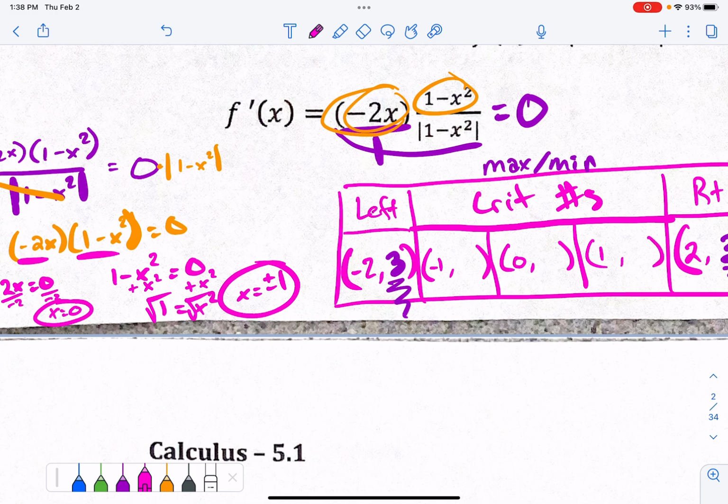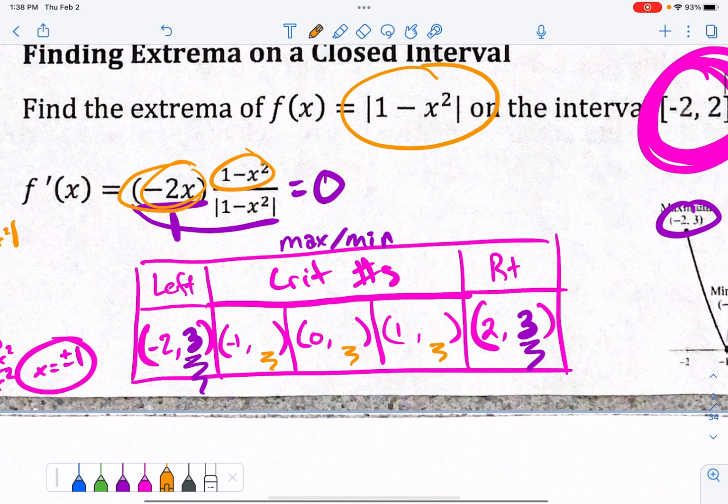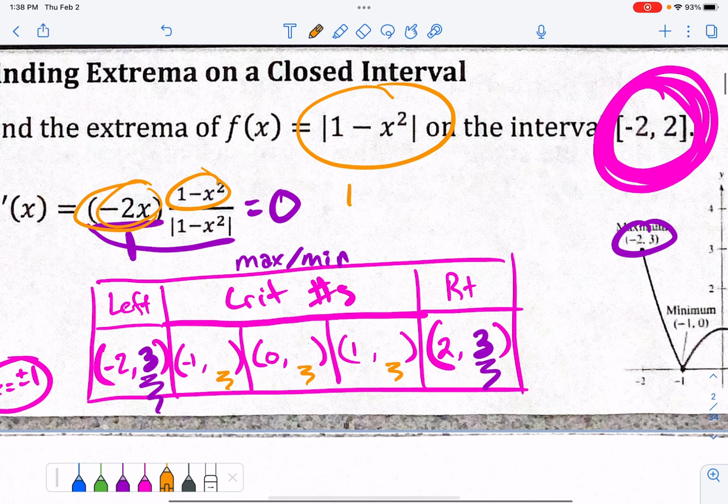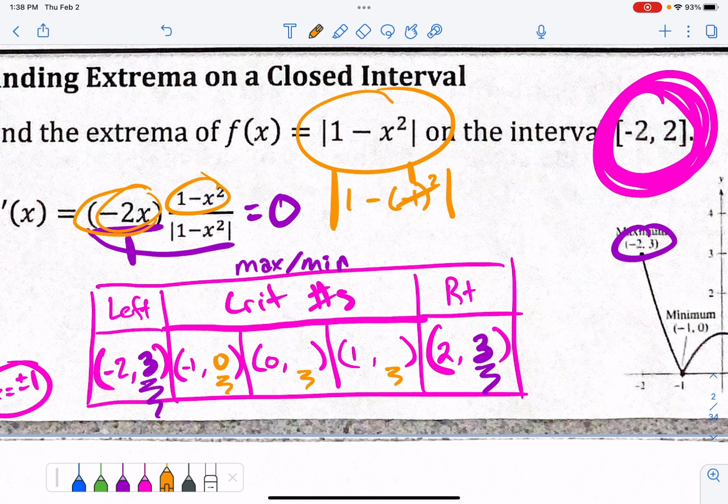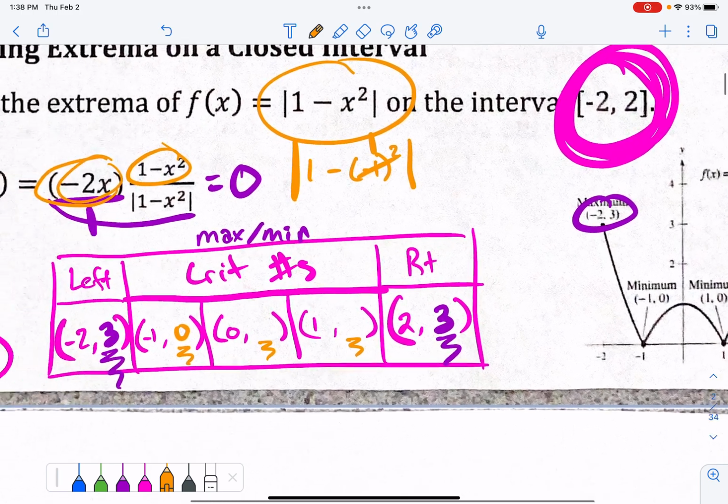Okay? How do I find the y coordinates that go along with it? Plug them in. Plug them in where? To the original equation, right? I'm trying to find the original y's. 1 minus negative 1 squared is 1 minus 1, which is 0. Negative 1 is at 0. If you look on the graph, that's what it is, right?